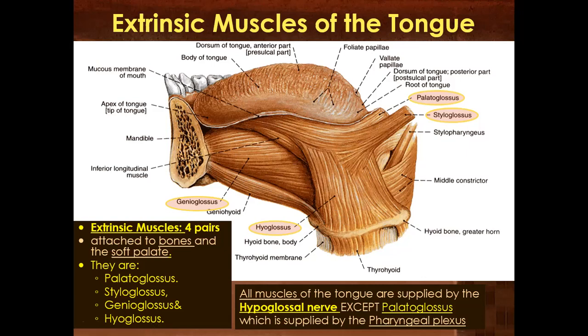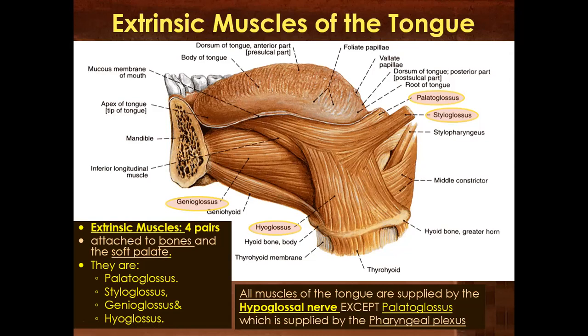Once again, palatoglossus coming from the palate, styloglossus coming from the styloid process, genioglossus coming from the mandible, hyoglossus coming from the hyoid bone. These are the four pairs of extrinsic muscles of the tongue.